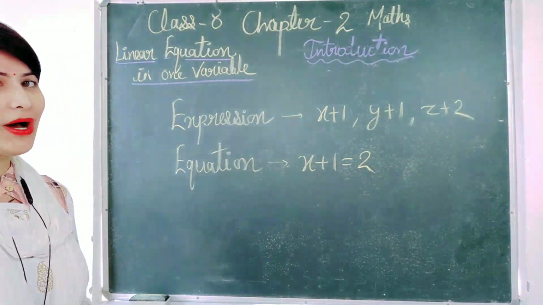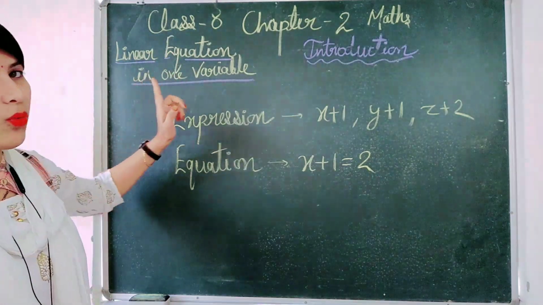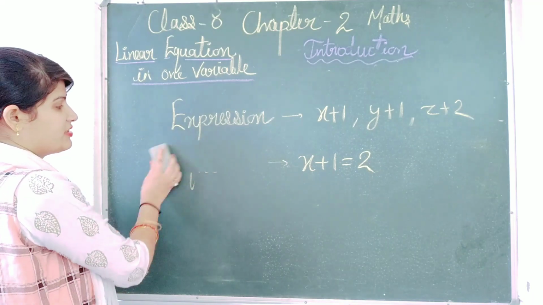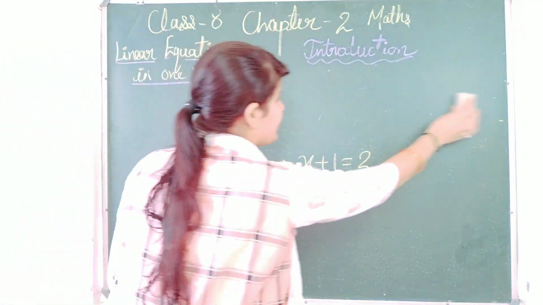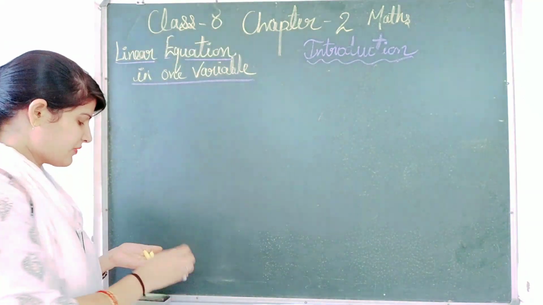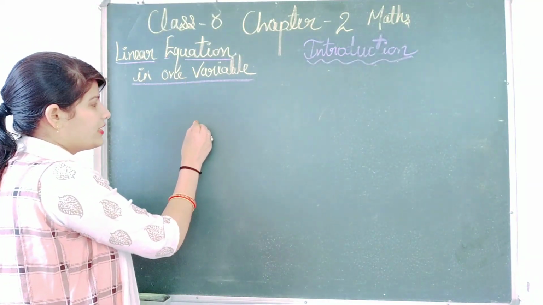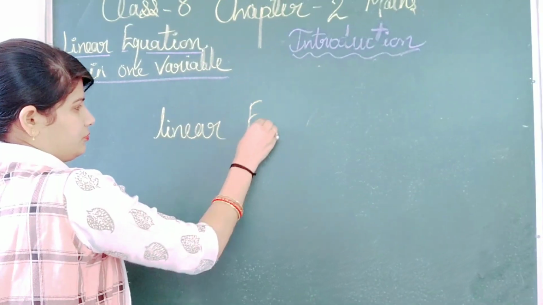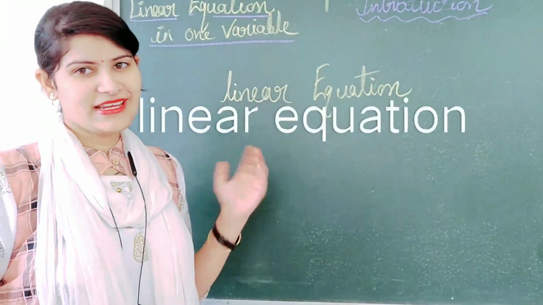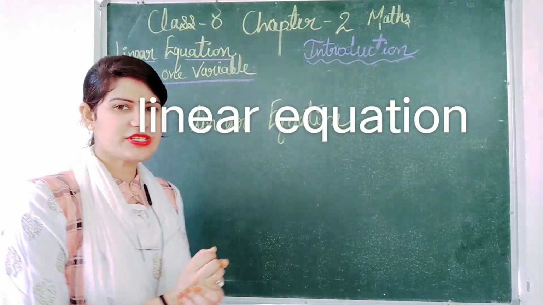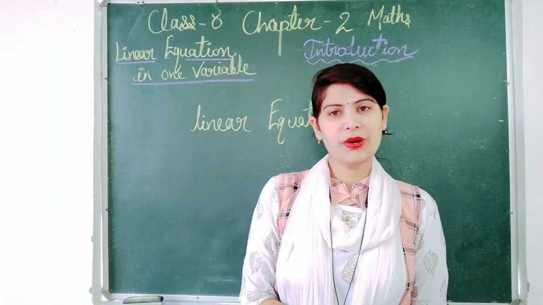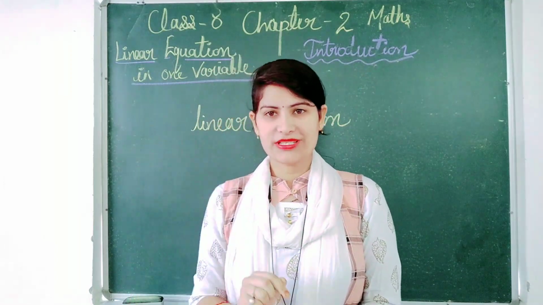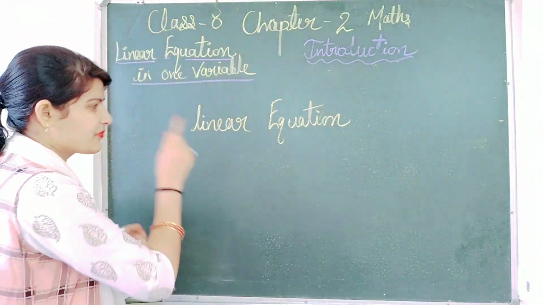Now I am talking about linear equation in one variable. What we have to do is linear equation, not linear expression. There is a difference, okay? So now, linear equation. What is linear equation? Linear equation is very simple. First you know about equation. What is equation? There is one variable and an equal sign. This is the sign of an equation.